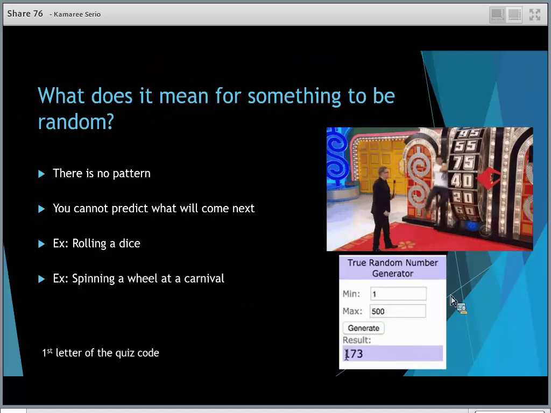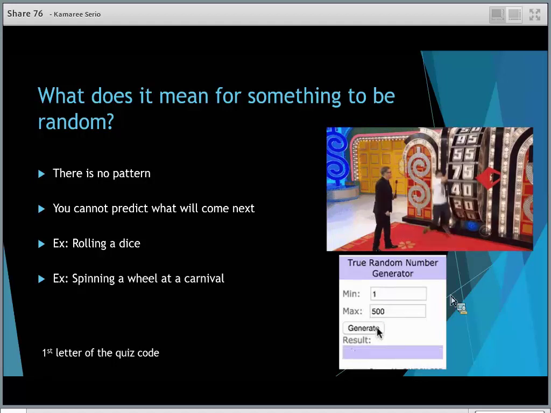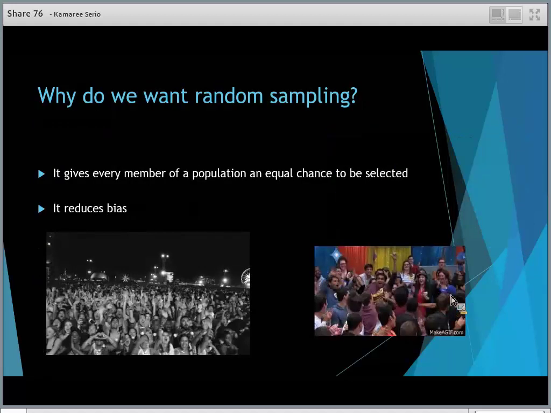And the first letter of the quiz code this week is E as in ear. E as in ear, lowercase.